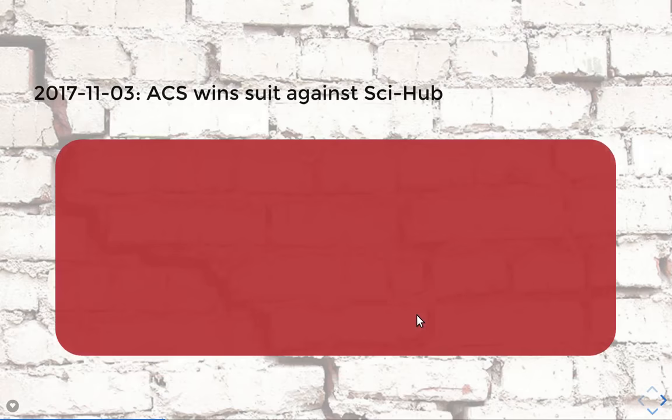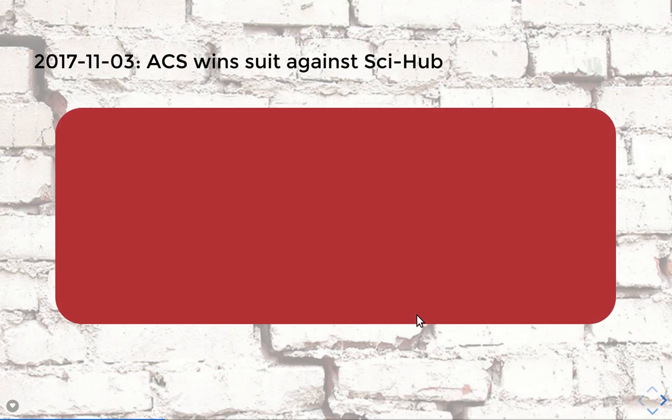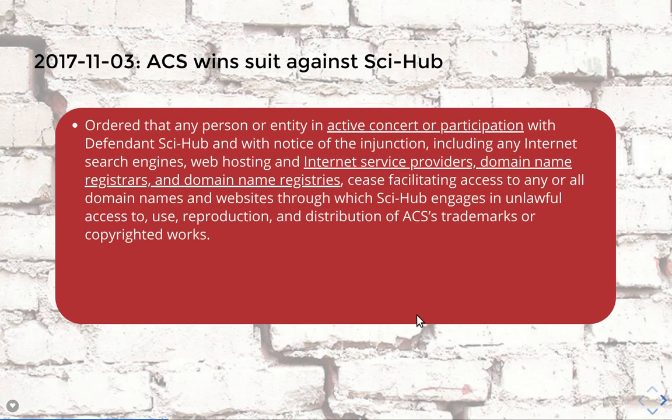So later on in 2017, the American Chemical Society wins its suit. And this is the wording from the judgment. So the court ordered that any person or entity in active concert participation with Sci-Hub, including any internet search engines, web hosting and internet service providers, domain name registrars and domain name registries, cease facilitating access to any or all domain names and websites. It continues.